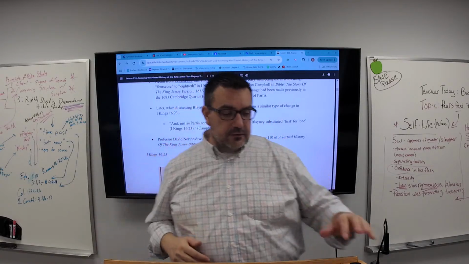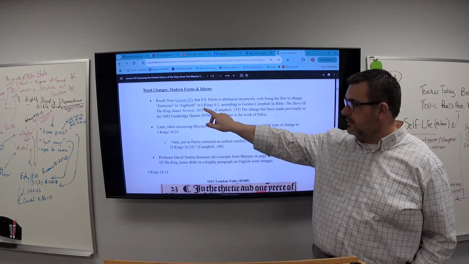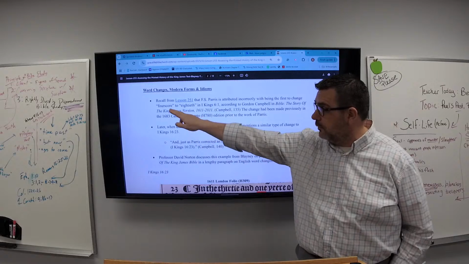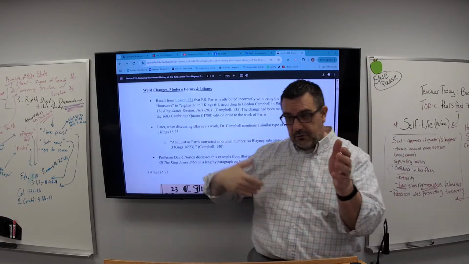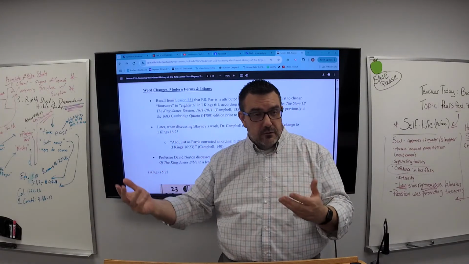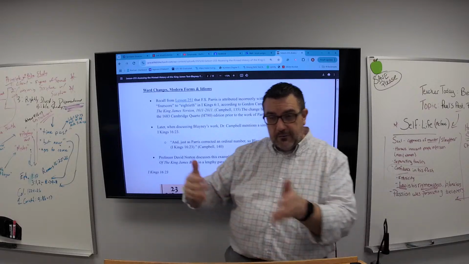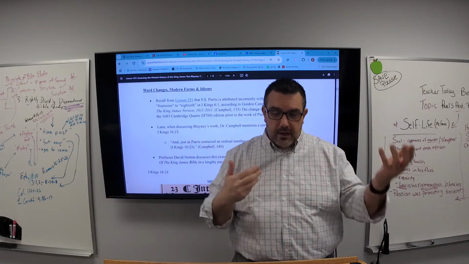Now, if you look at the notes here, the reason I bring this up about Paris and this change in his editions from "eighty" to "eightieth" is because this one we're going to look at, a change from "first" to "one," seems like the same kind of thing, right? Is "eighty" the same as "eightieth"? Yeah. First and one, is one the same as first?